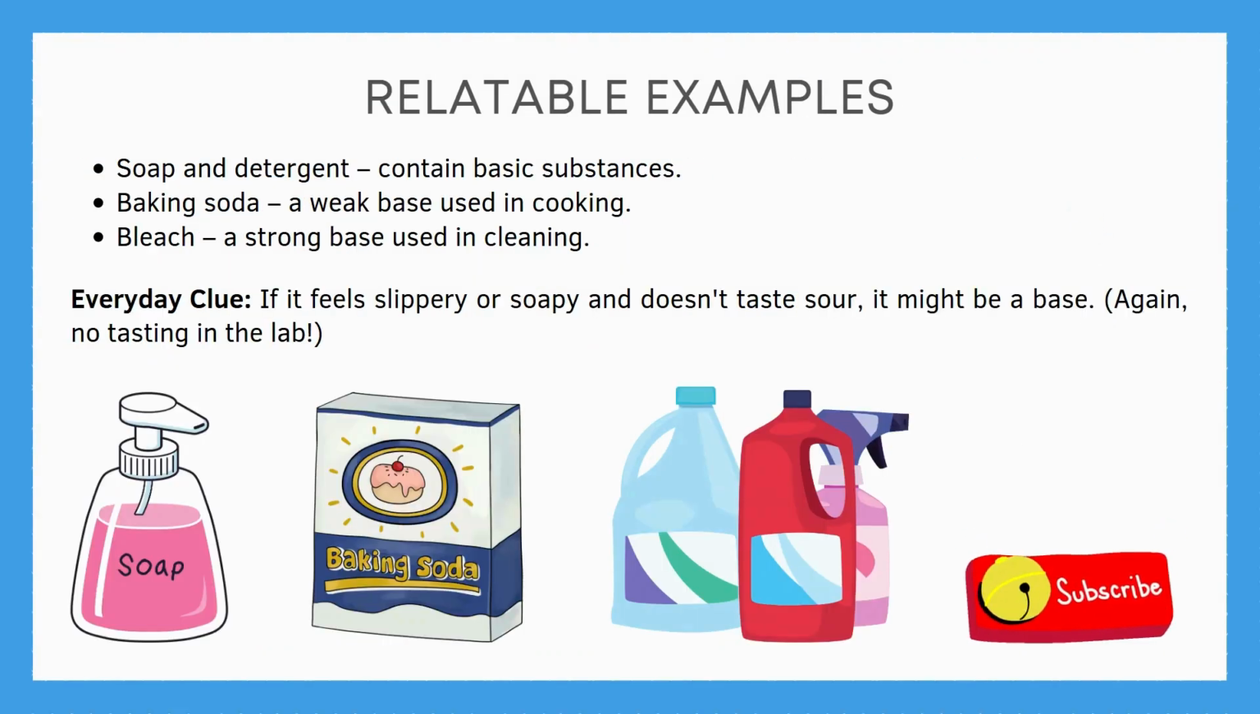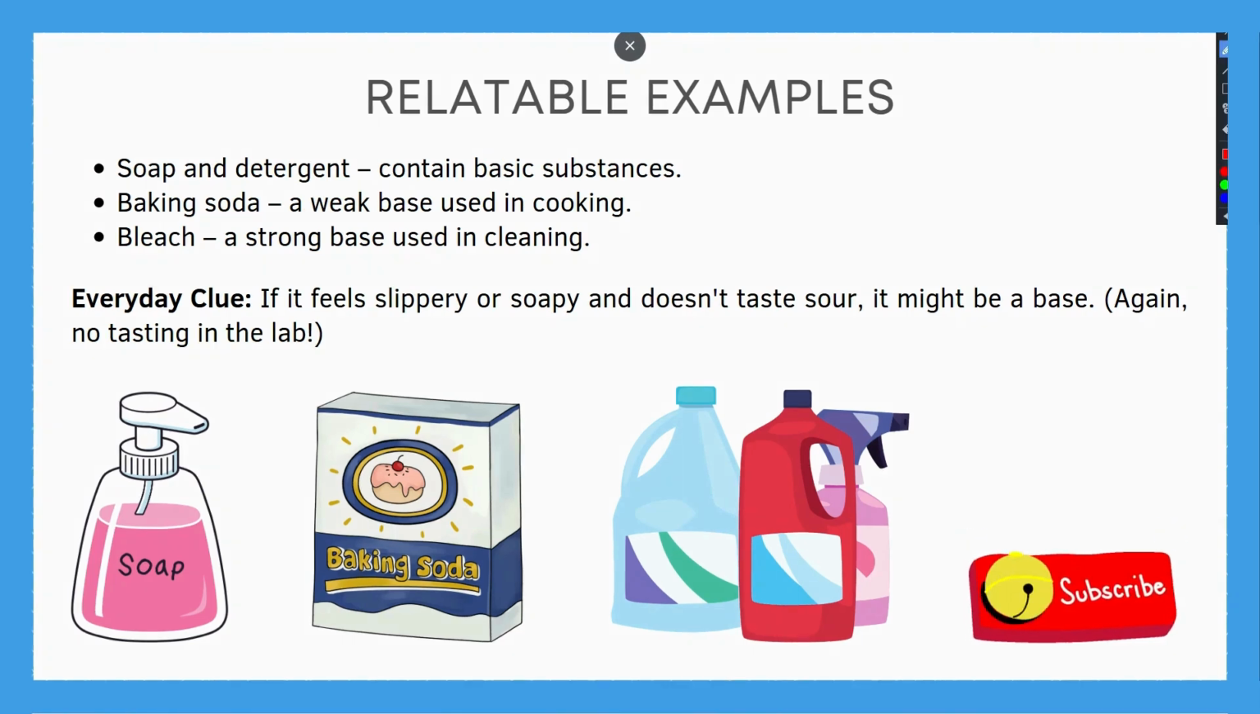Here are some relatable examples of bases that we have in our everyday activities. If you use soap and detergents in your house, maybe for washing clothes, washing plates, they contain bases, and this is one good example. Baking soda is actually a base as well, a weak base that is used in cooking. And if you use bleach, maybe to whiten your clothes that are light in color, it is actually a strong base that is used in cleaning.